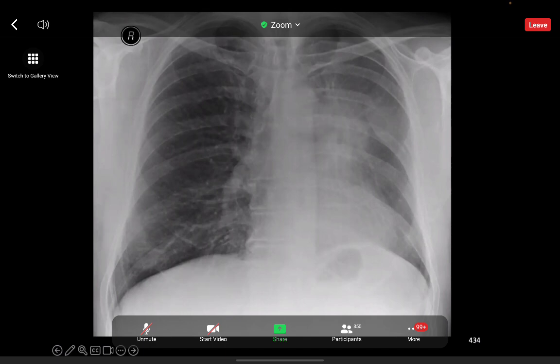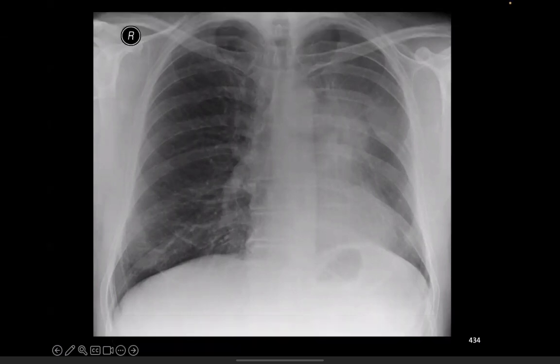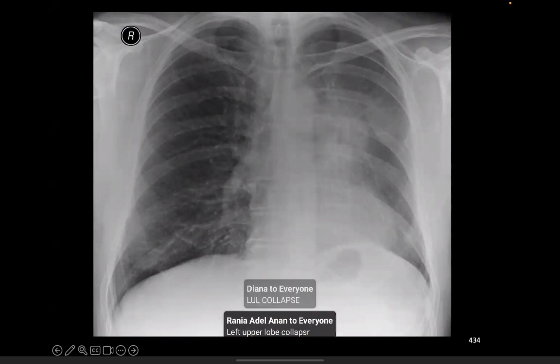Okay, last one from me before I hand over to Dave. What's going on in this patient here? Weight loss and cough. Yeah, Luftsichel, sickle, left upper lobe collapse. Yeah, anything else?